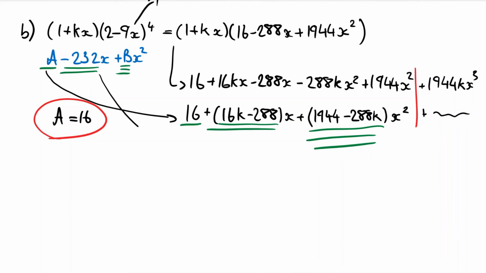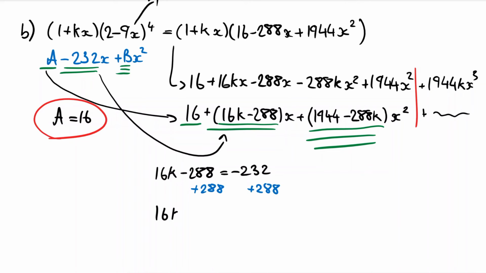Next up, we have minus 232x, which is equivalent to 16k minus 288 all times by x. So that means that 16k minus 288 is equal to minus 232. Then to rearrange this equation, we add 288 on both sides. We get 16k is equal to 56. Divide by 16 on both sides. k is 56 over 16, which is the same as 7 over 2.